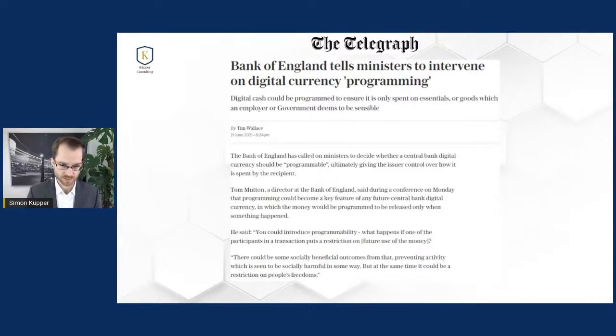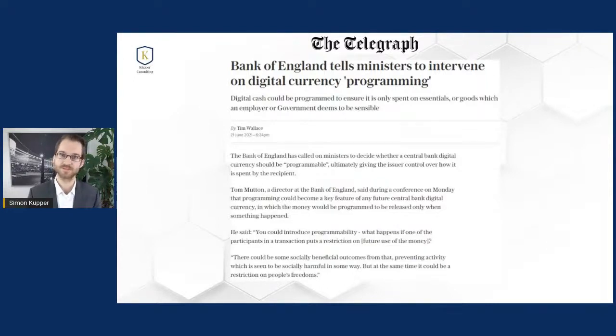Tom Mutton, a director at the Bank of England, said during a conference on Monday that programming could become a key feature of any future cash central bank digital currency, in which the money would be programmed to be released only when something happened. He said, you could introduce programmability. What happens if one of the participants in a transaction puts a restriction on the future use of the money? There could be some socially beneficial outcomes from that, preventing activity which is seen to be socially harmful in some way.